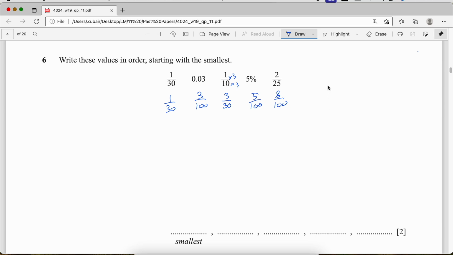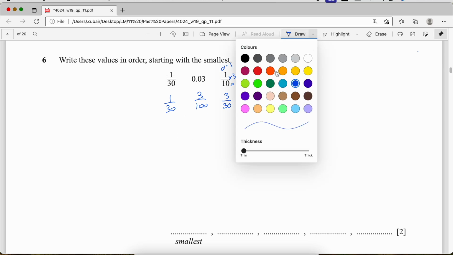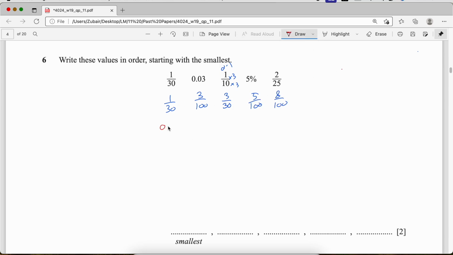3 by 30 was already 0.1, that's 0.03, 0.05, that's 0.08. All those are lesser than this. And 1 by 3 is already 0.333, so that's 0.0333. After writing this, I just realized that it would have been easier in decimals. This is 0.03 continued, that is 0.03 fixed, that is 0.1, that is 0.05, and this is 0.08.